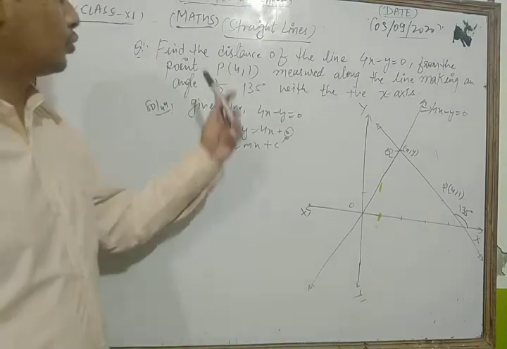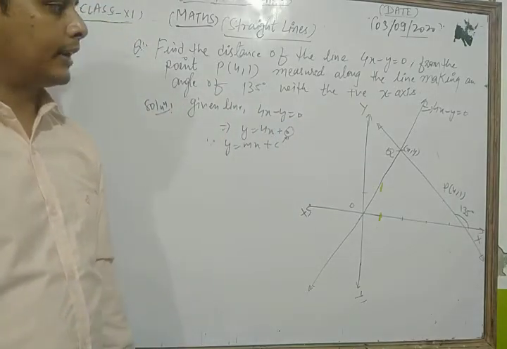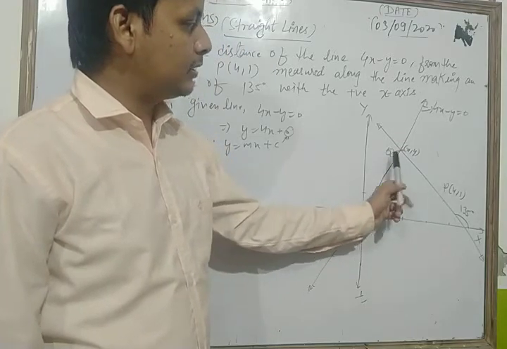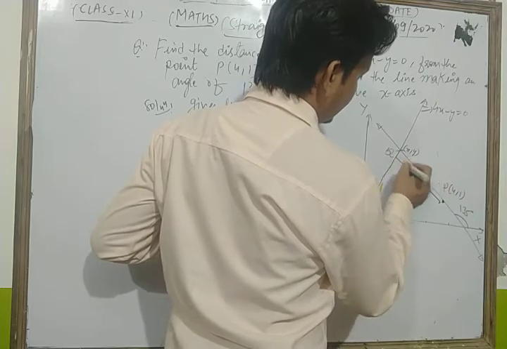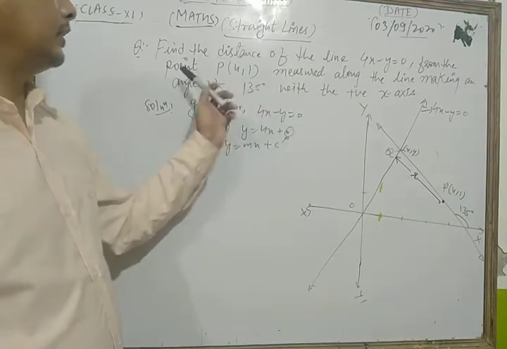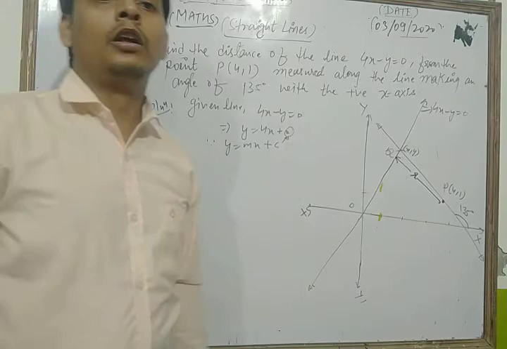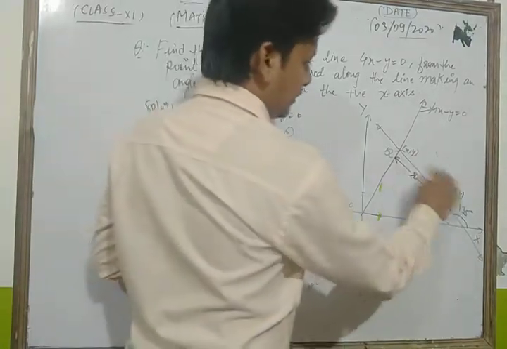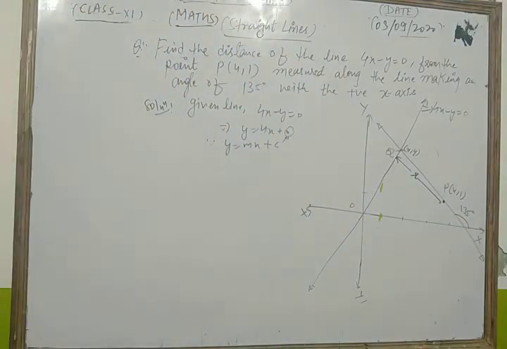Dear students, here your question is to find the distance of the line from the point (4, 1). Let us take the distance between the line and that point, PQ, as r. We find the value of r. The point (4, 1) is measured along the line making an angle of 135 degrees with the positive x-axis. In that diagram, the line makes an angle of 135 degrees with the positive direction of the x-axis.